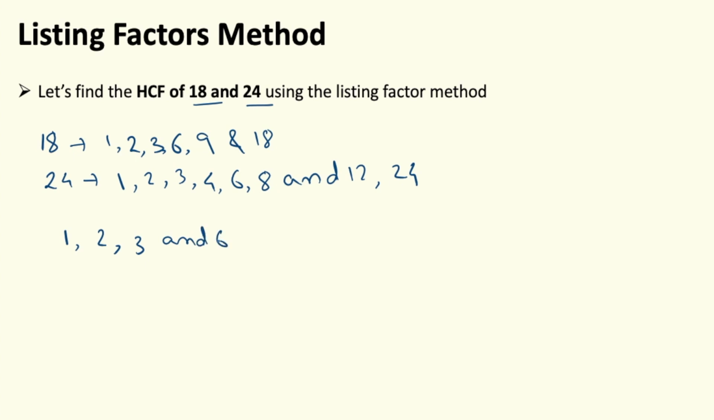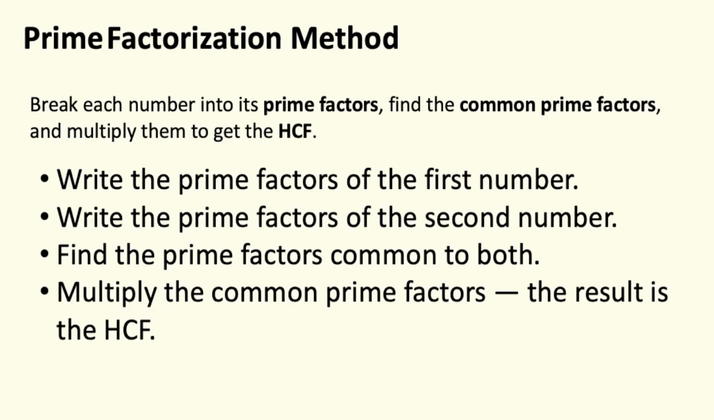And the highest factor in this chart is 6. Hence the HCF of 18 and 24 is nothing but 6. So this is how we find the HCF of a number using the listing factor method. In our next method, we will discuss the prime factorization method.